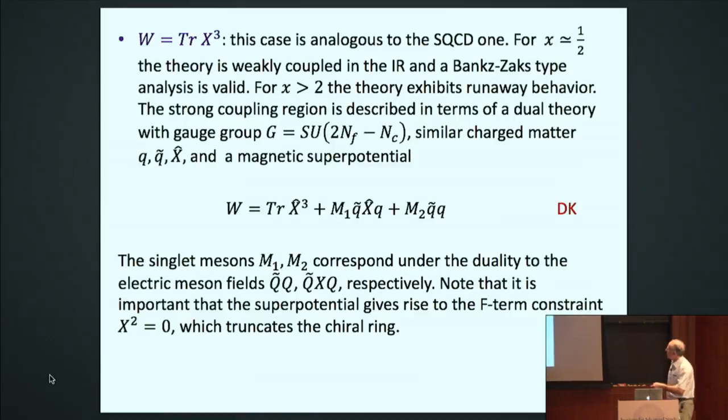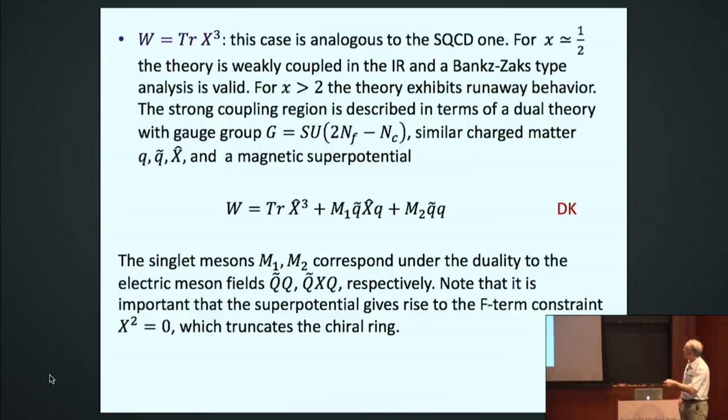The one thing I want to stress that's important here is that the fact that this whole structure makes sense is importantly related to the fact that the F term of this X field is imposing the constraint that the square of the adjoint field is 0, which truncates the chiral ring in a way that is not sensitive to the rank of the gauge group. And that's why it makes sense for theories with different gauge groups to have the same, say, spectrum of chiral operators.